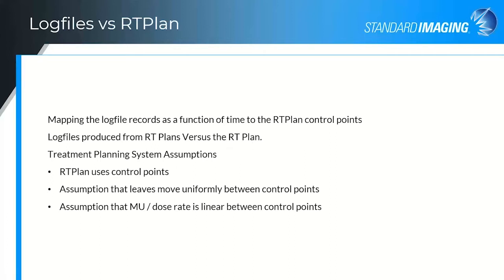treatment. The RT plan specifies delivery based on control points. Only at these points is the configuration specified. Between the control points in the treatment plan, the leaf movement and monitor unit are not specifically defined. One typically assumes linear motion between the control points. And only at the control points are the conditions specified.